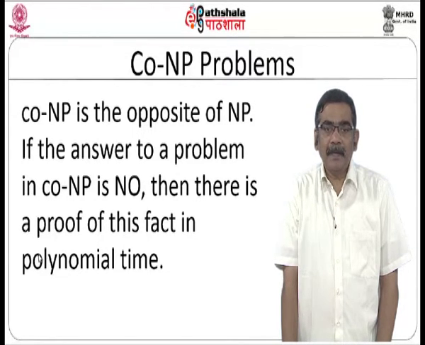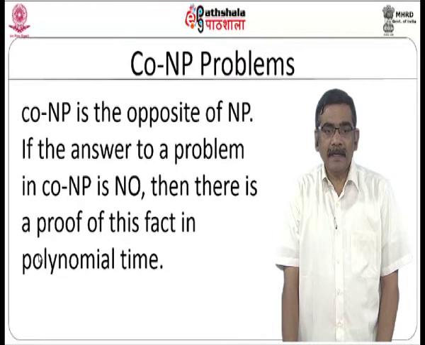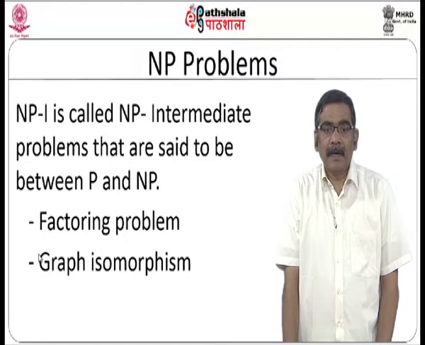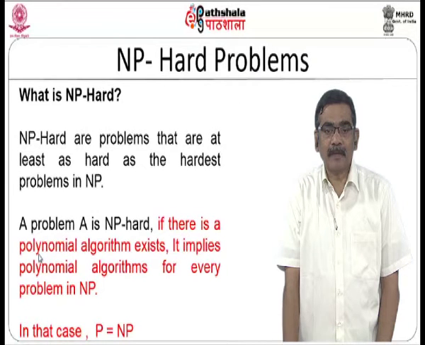Co-NP, the complementary NP, is another set of problems. This is just the opposite of the previous one, where if the output of the algorithm is no, then a proof is available that can be checked in polynomial time. And you have one more category called NPI, or NP intermediate problems, that are said to exist between P and NP, and NPI consists of problems like factoring and graph isomorphism.